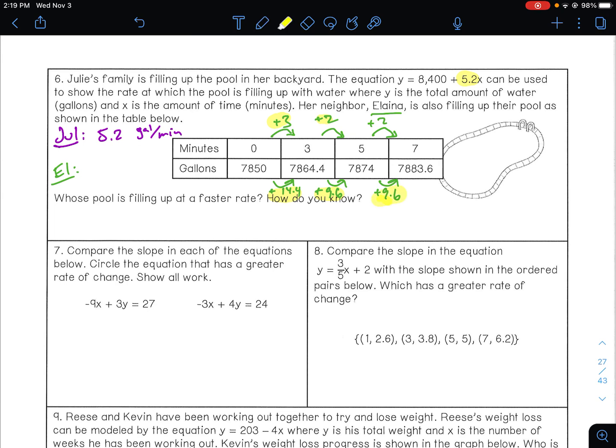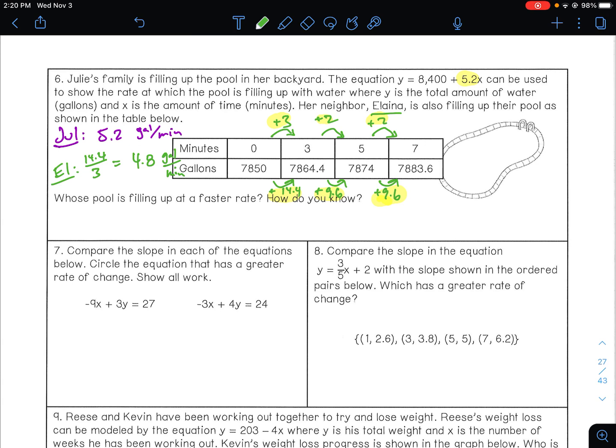So Elena's rate is, let's just do 14.4 divided by 3. Oops, I accidentally typed the wrong thing on the calculator. 14.4 divided by 3, and that is 4.8. That's 4.8 gallons per minute.